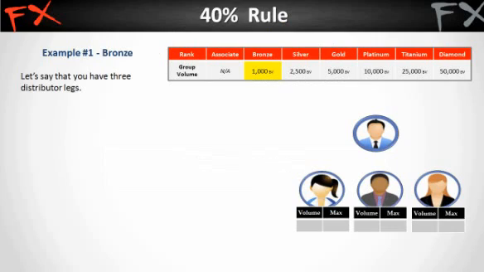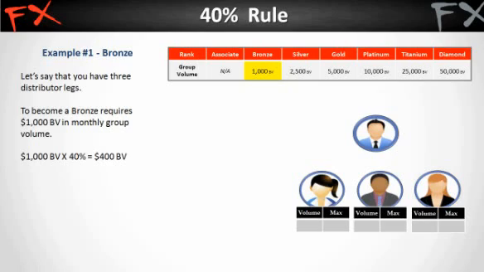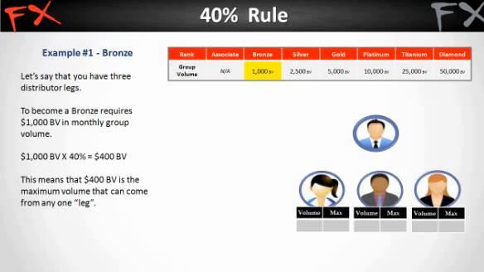For example number 1, let's say that you have 3 distributor legs. To become a bronze requires $1,000 BV in monthly group volume. 1,000 BV times 40% equals $400 BV. This means that $400 BV is the maximum that can come from any one distributor leg. Let's insert that $400 figure into the chart underneath each leg.